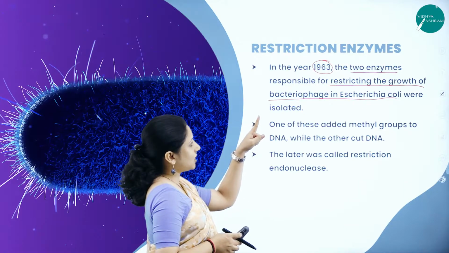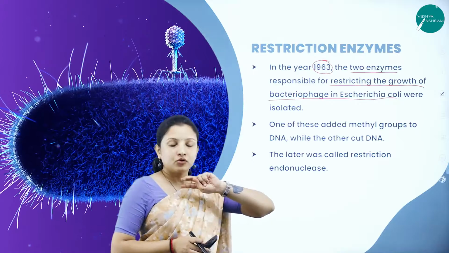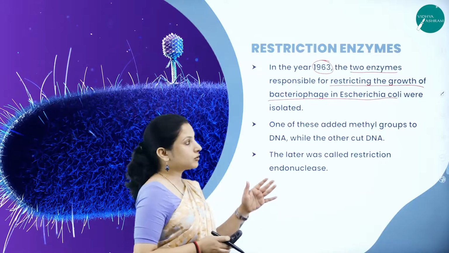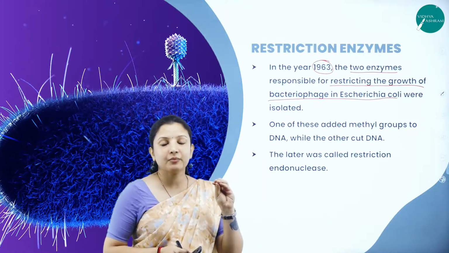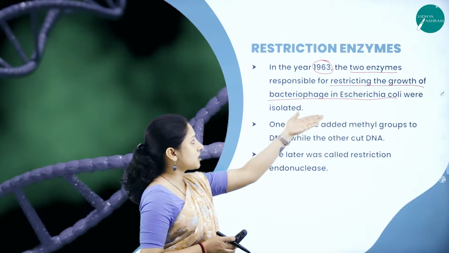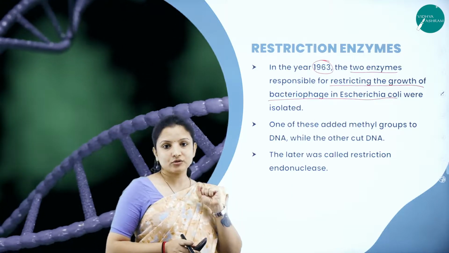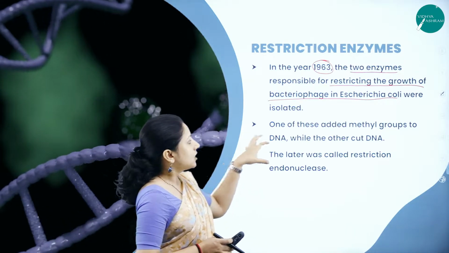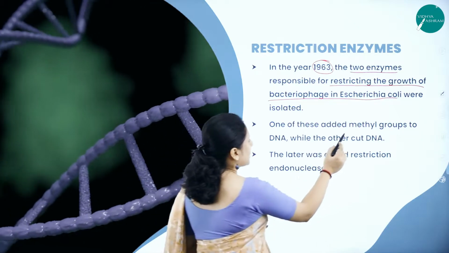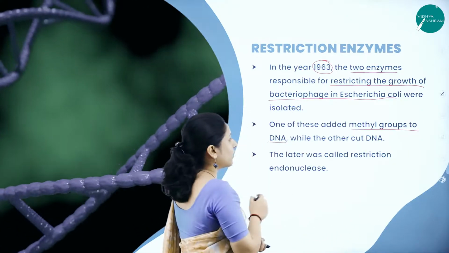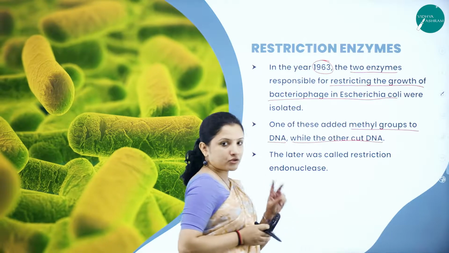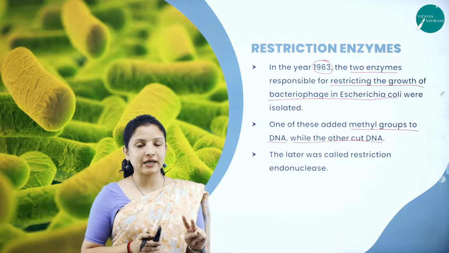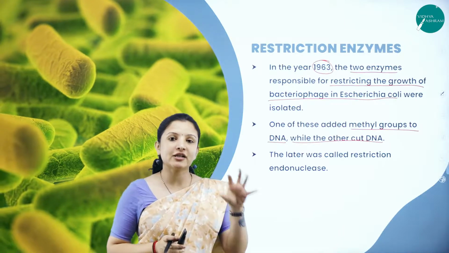So in 1963, they found out 2 enzymes. Those 2 enzymes were capable of limiting or controlling or restricting the growth of bacteriophages which were capable of attacking and infecting Escherichia coli. So they isolated those restriction enzymes. One of these enzymes added methyl groups to the DNA, while the other cut the DNA. Out of the 2 enzymes that were isolated, one enzyme's function was addition of methyl group.